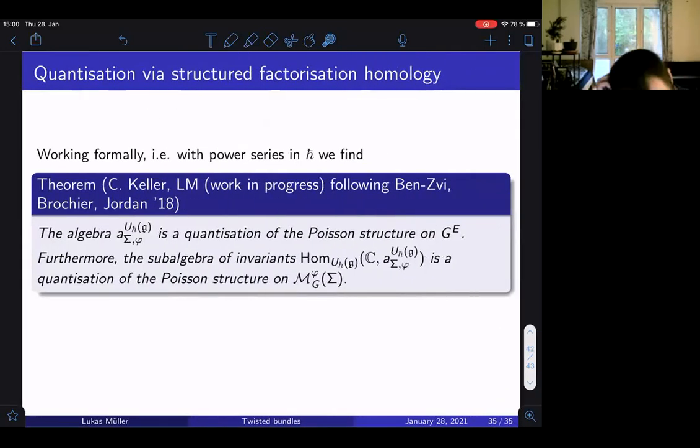And the last statement is now that if you look at this for the quantum group and you consider everything formally, so you work with formal power series in ħ, then we can compute this algebra, and this actually quantizes the Poisson structure on G^E, which corresponds to these twisted bundles. And furthermore, since everything is equivariant with respect to the action, I can look at the algebra of invariants, and this gives the quantization for the Poisson structure on the moduli space.